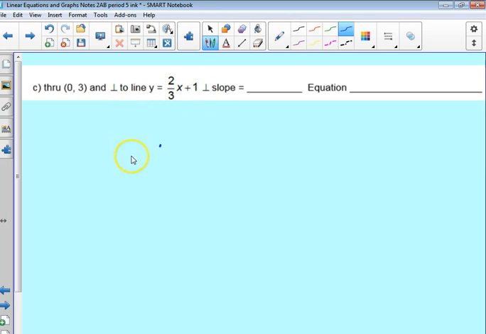This is really a pretty easy one. We're supposed to find a line perpendicular to this. That's what that little upside down T means, right? Perpendicular slope does what to that 2/3? Flips it and changes the sign. We're all okay with that part?